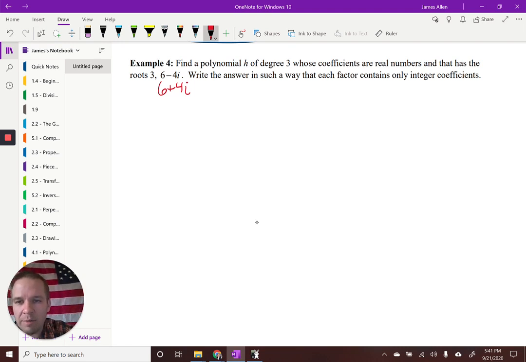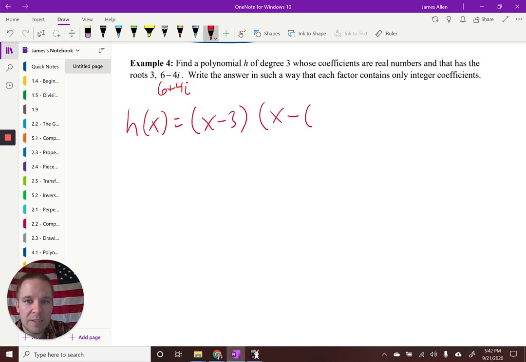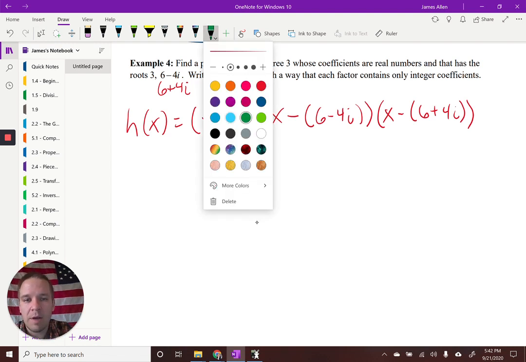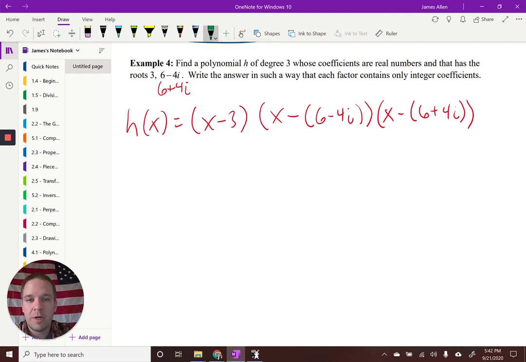Okay, so let's say over here we'll go with h of x equals, and we'll have x minus 3. Then we'll have x minus 6 minus 4i and x minus 6 plus 4i. Okay. So we're taking those roots and then getting our factors from that. So now I'm going to leave the x minus 3 off to the side for a bit, and I'm going to get going on some algebra with the other two over here, all right?